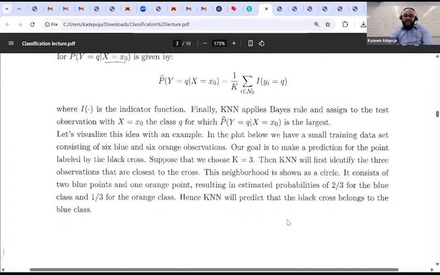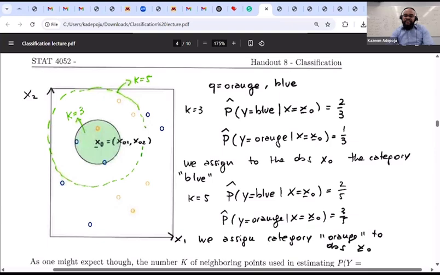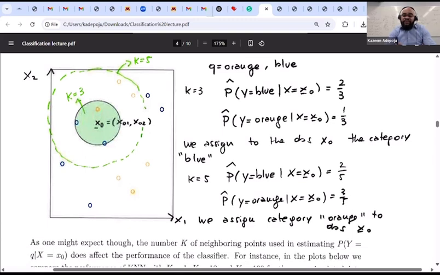I gave an example here. Take a look at this. This is what we're trying to say. This is a different situation where we have blue, but it is just telling you the sensitivity of K, the number of neighbors chosen. It must not be too small, and it must not be too high. But how can we optimally estimate that? We can use cross validation. Does that make sense? You can see the probability of blue is 2 over 3 when K equal to 3, and it is 2 over 5 when K equal to 5. So different values of K will give you different probabilities.